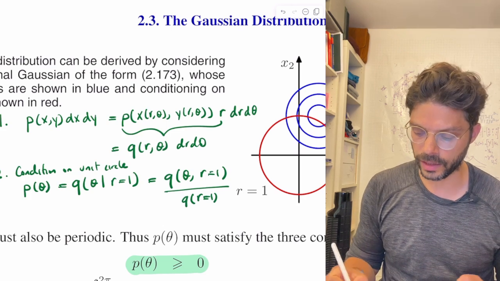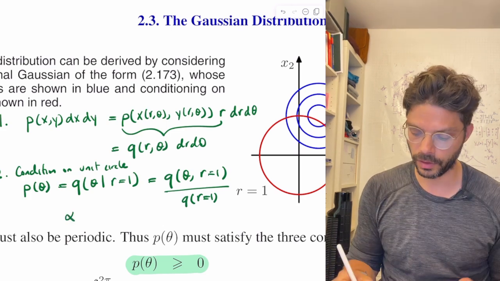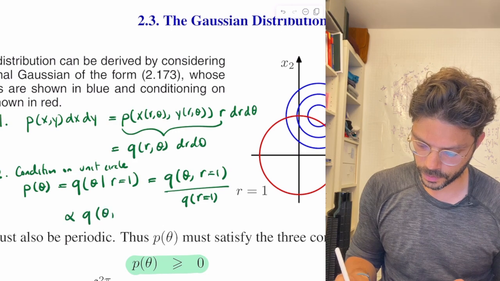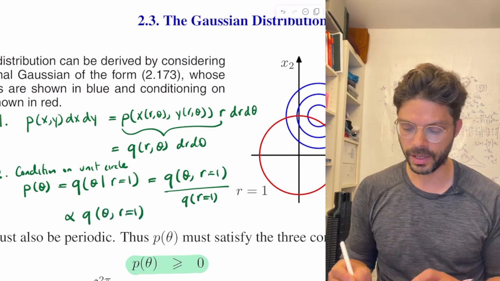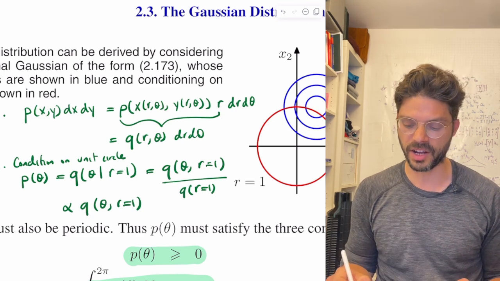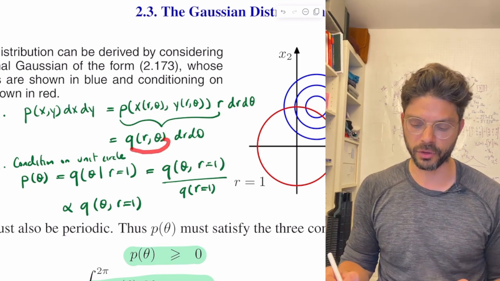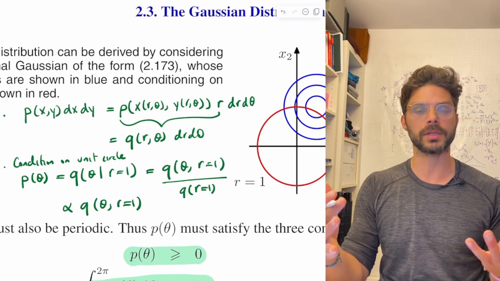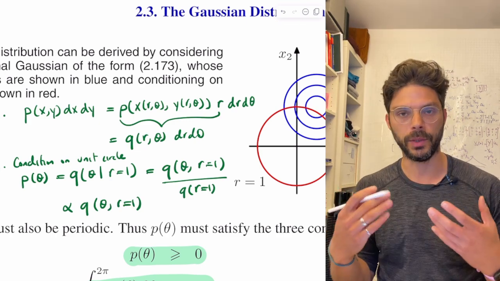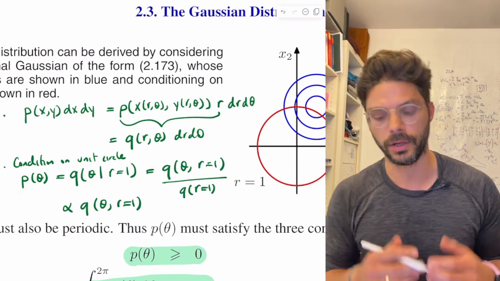Or you can just say, well, it's just going to be proportional to, so this is going to be the unnormalized version. And this will be a bit easier for us to work with because essentially we'll get this equation and then we'll just plug in r equals 1 and then just normalize. Okay, because p theta needs to be normalized, of course.